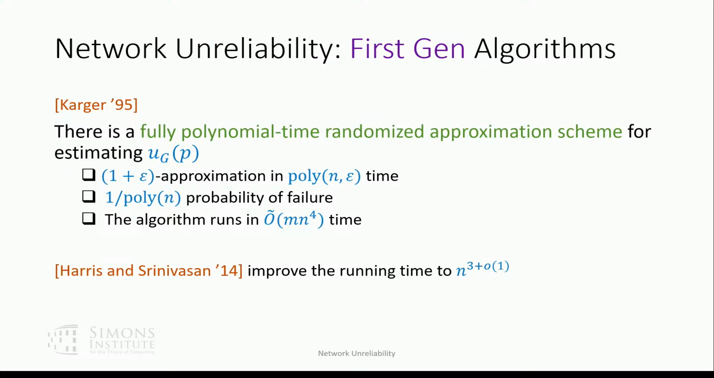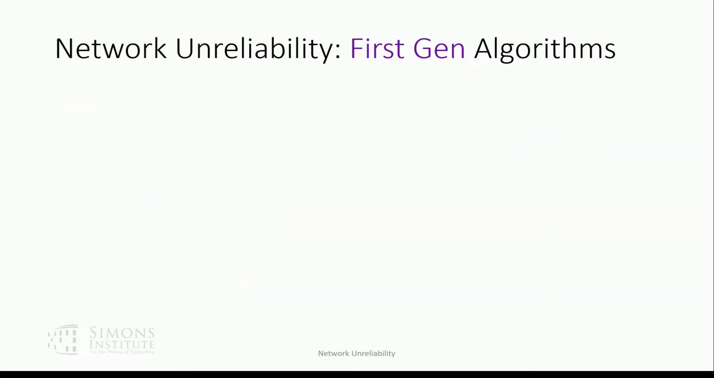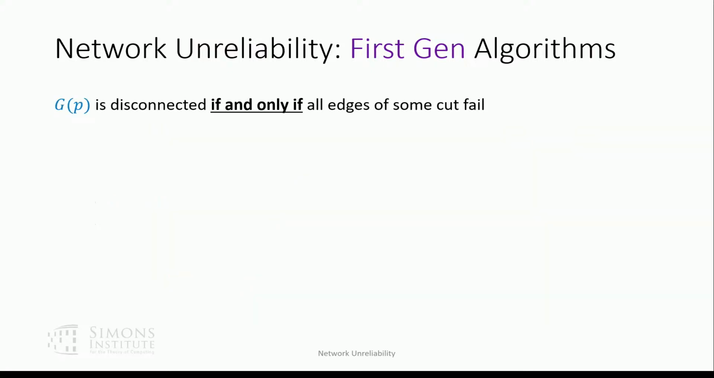Okay. So what's going on? What's the main idea here? Here's a very simple but key observation. So when does a graph disconnect? I'm randomly failing edges with probability p. If the graph has to get disconnected as a result of this process, it must be the case that all edges of some cut must fail, right? If in every cut at least one edge survives, a connected graph will remain connected. That's just a basic simple fact.